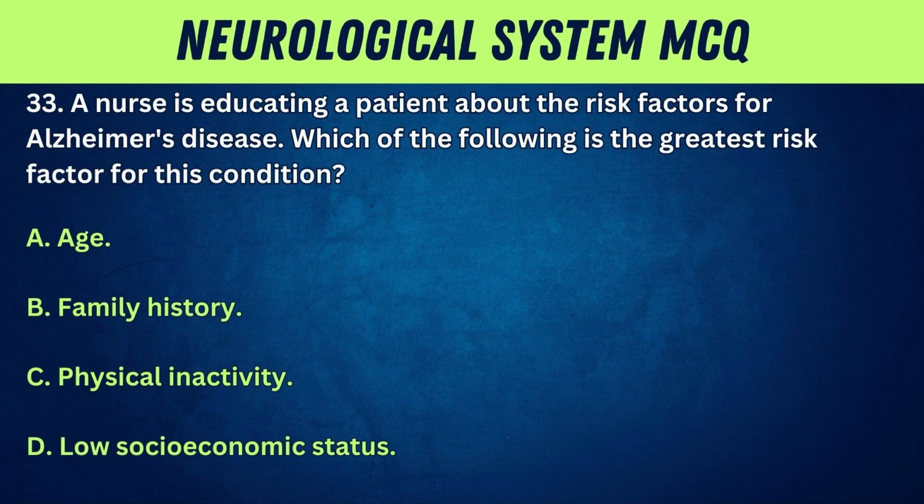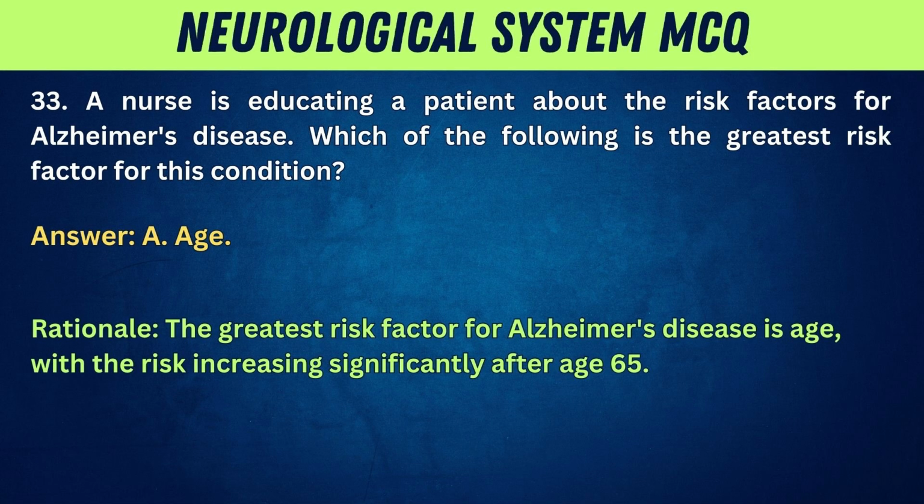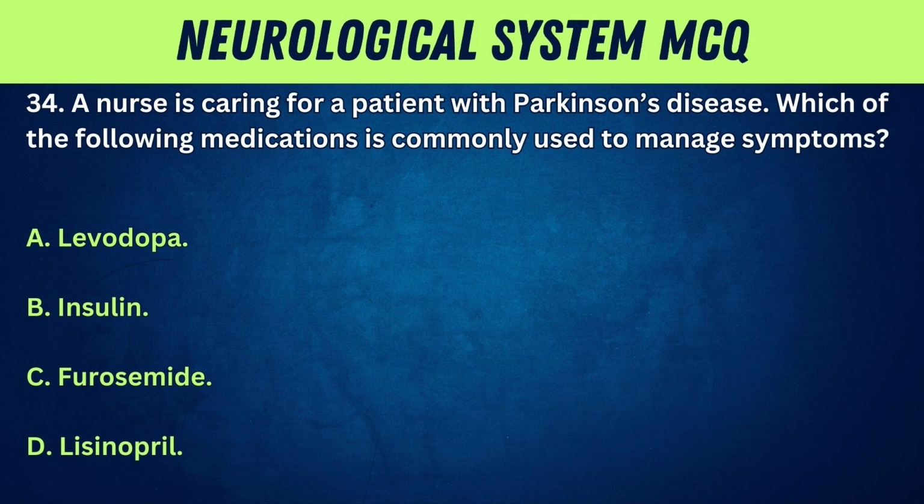33. A nurse is educating a patient about the risk factors for Alzheimer's disease. Which of the following is the greatest risk factor for this condition? A. Age. B. Family history. C. Physical inactivity. D. Low socioeconomic status. Answer: A. Age. Rationale: the greatest risk factor for Alzheimer's disease is age, with the risk increasing significantly after age 65. 34. A nurse is caring for a patient with Parkinson's disease.